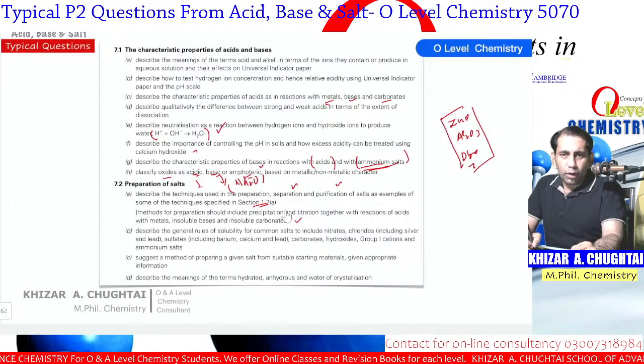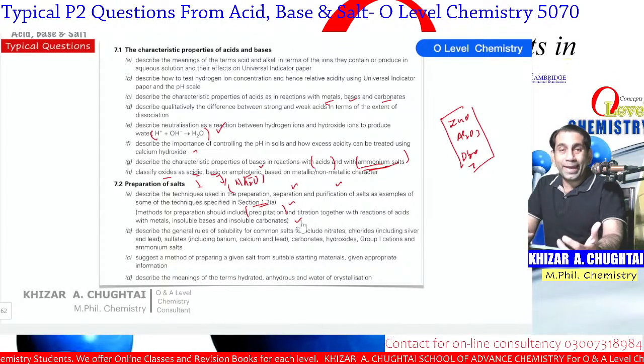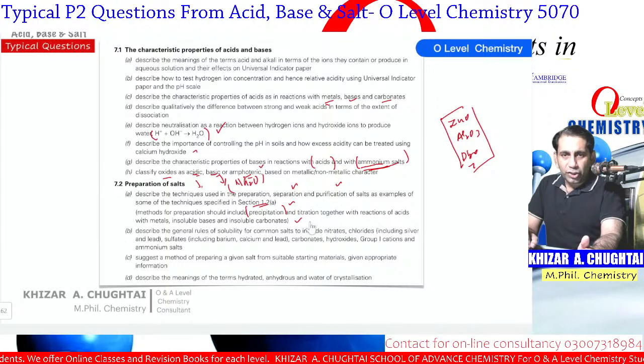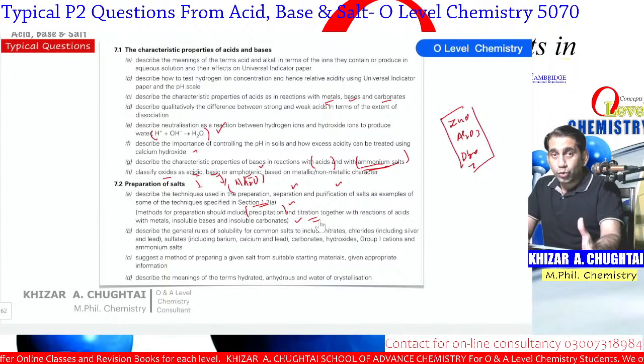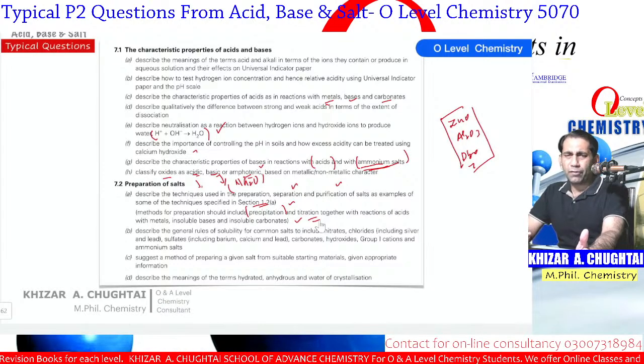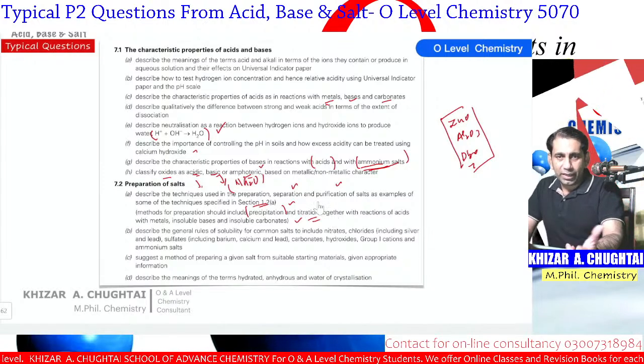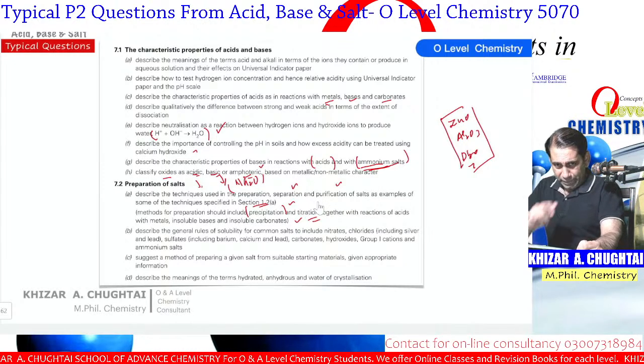The next one is how to prepare. One is the precipitation method, which is used to make an insoluble salt, and the titration method, which is used to make a soluble salt. Typically, there are five methods, but the typical one is the titration method, which is frequently asked in past papers.